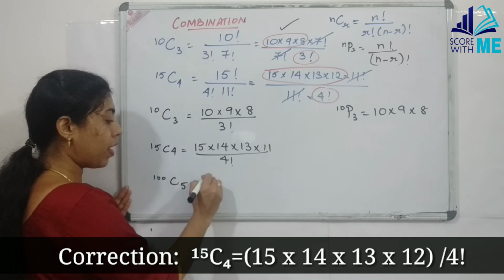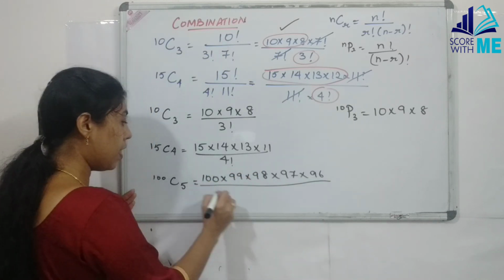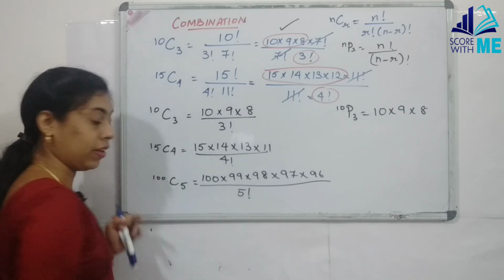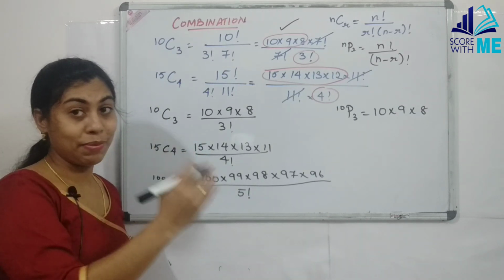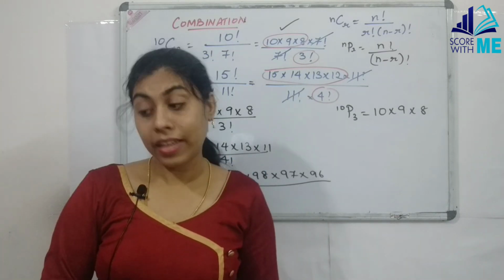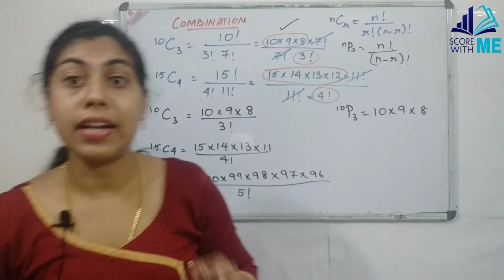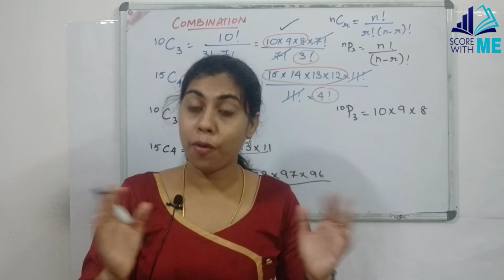We need to go from 100 to 5 terms in the decreasing order by 5 factorial. So see how easy it is. That is how we can make our simplifications easier. And in combination, the questions that come involve the selection part of it. So selection of a group of people.